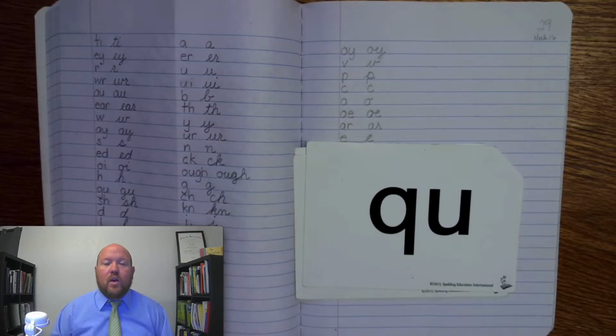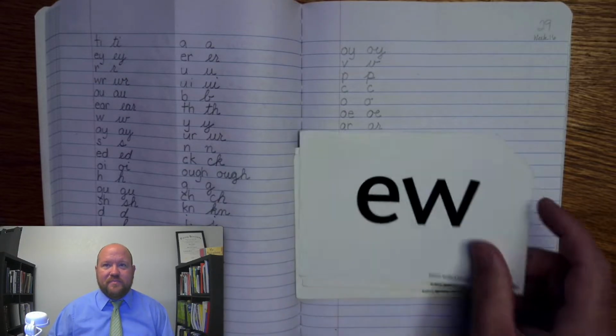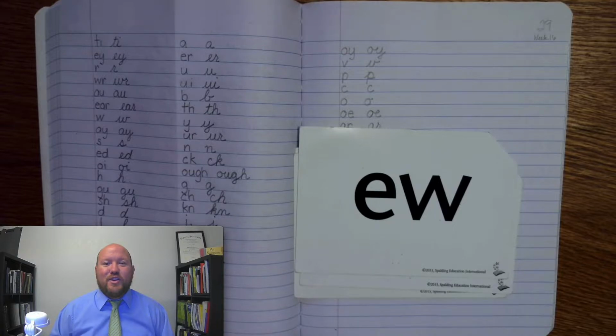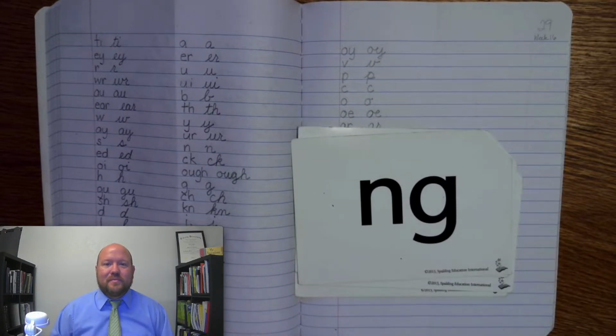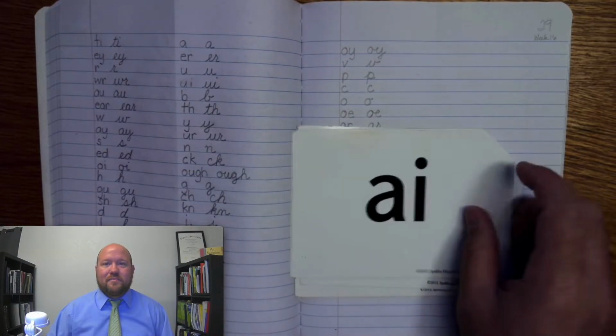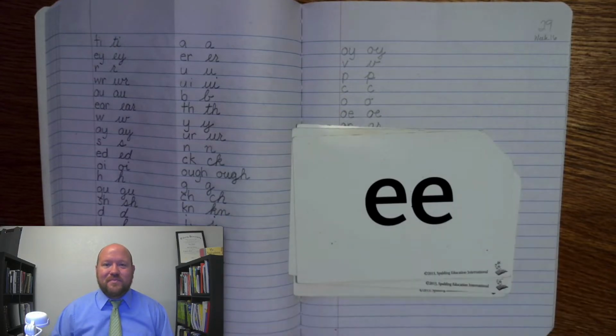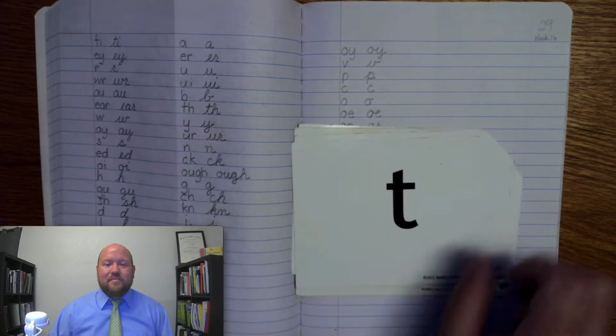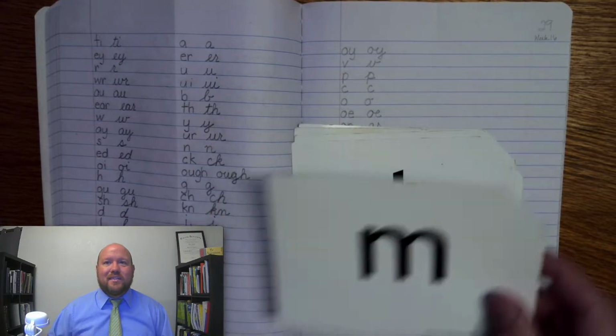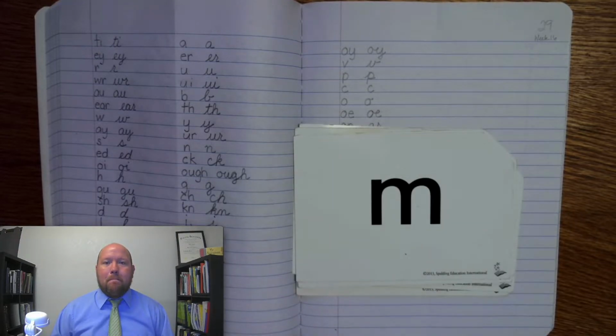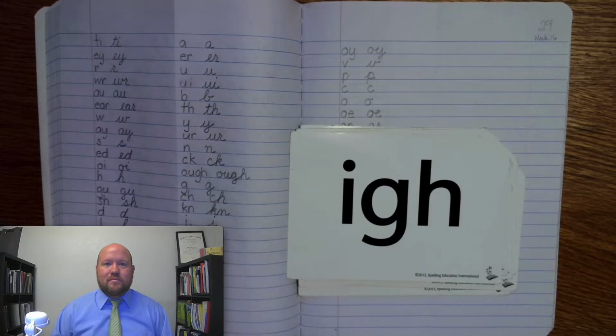Qua. What always comes after a Q in English words? U. OU. Ung. A, not used. E. T. M. I.